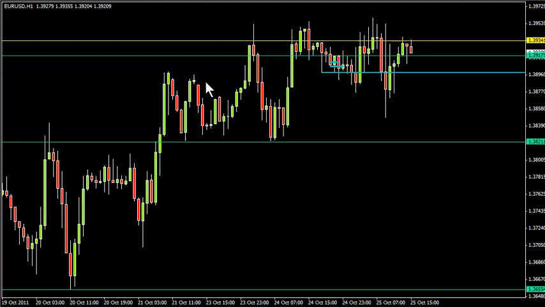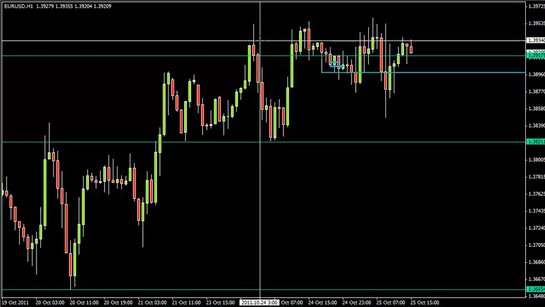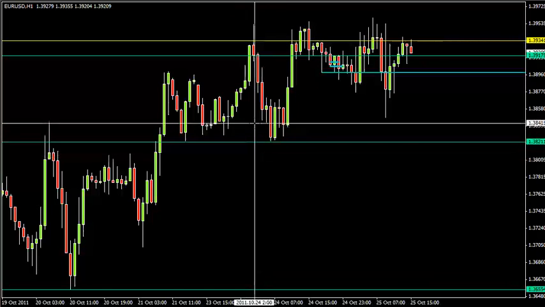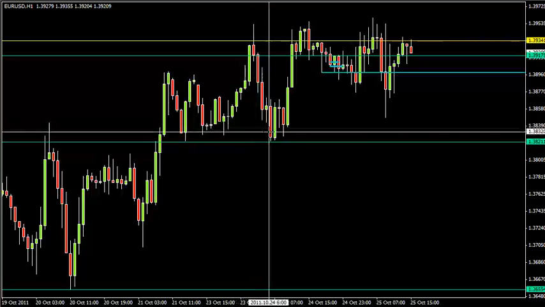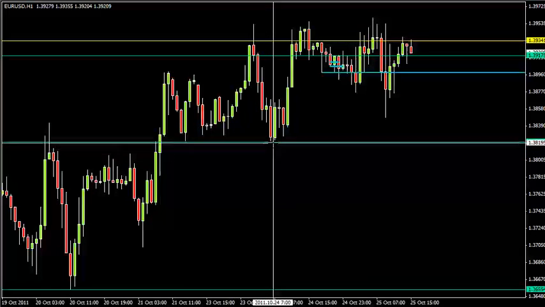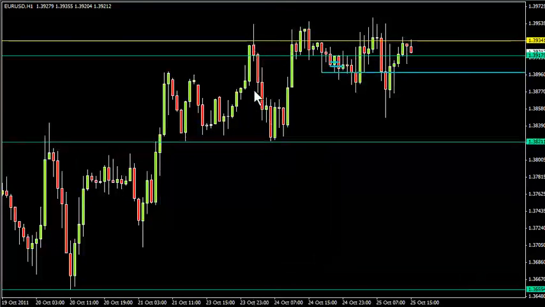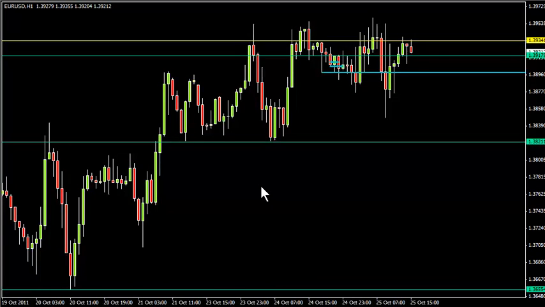Now, a few things that happened here. Let's go to 35, and let's go through here to here. It's a 110 pip move from 2 o'clock to 6 o'clock, so 4 hours. And I was only risking 30 pips, so it was a 3-to-1 risk to reward.